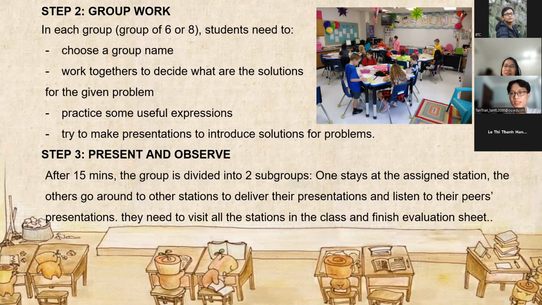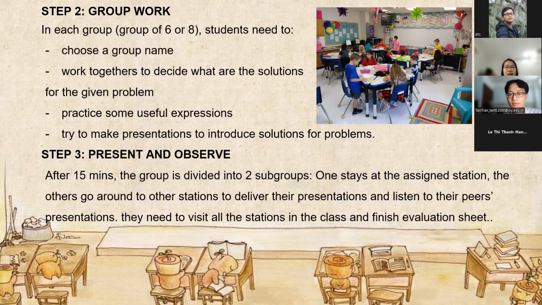Do you have a question about this one? No question related to the way we assign the task for the students? If you have a question, you can raise your hand or type in the chat box. No question. Okay. Thank you. So no question. So we continue.